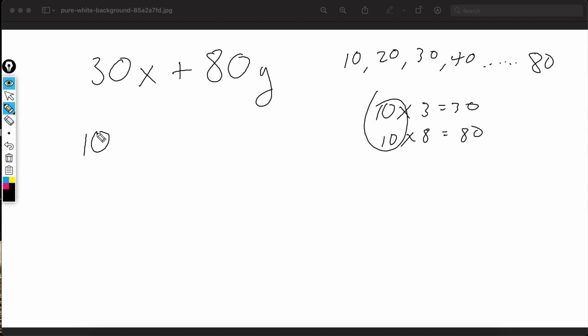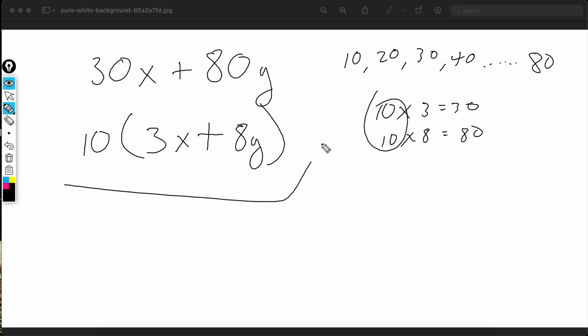I'm going to write a 10 on the outside. Now letters. We got an X here, we got a Y here. They don't mix, so we don't write anything. Now, 10 times what gives us 30? Obviously 3. There's an X here, there's no X here. So just write the X. It comes back down here. We see a plus, we write a plus. 10 times what gives us 80? 8. We see a Y here, no Y here. Okay, just Y just chills. That's our answer. We factored it.